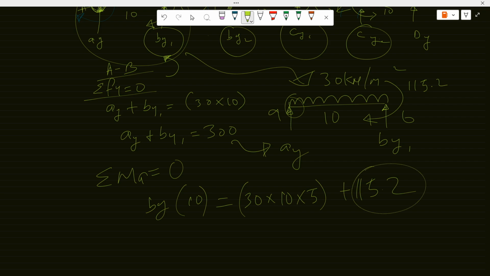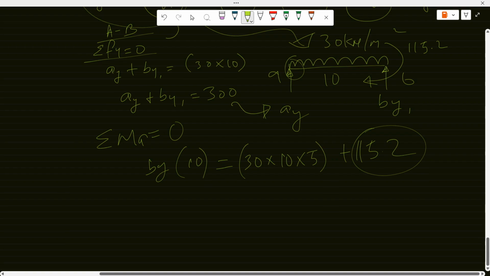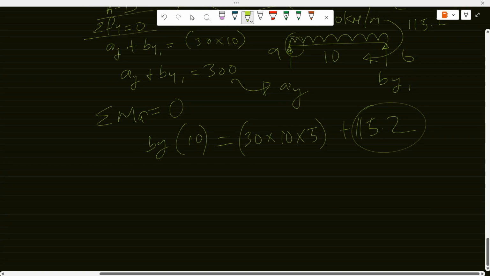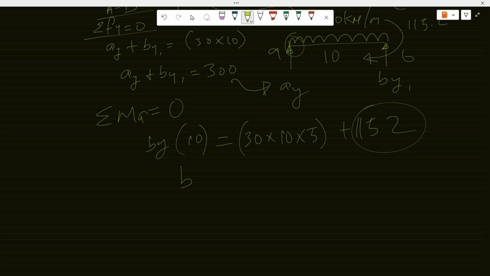Notice that this is already a moment. No need to multiply it with anything again. It's already in kilonewton meters. So eventually, when you do this on the calculator, you'll be having BY1 equals 161.52 kilonewtons.